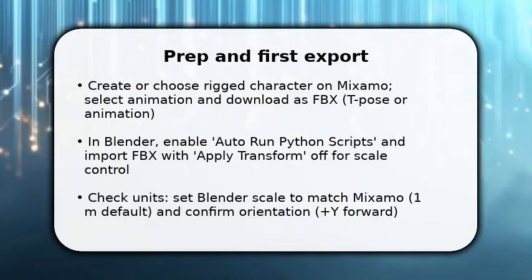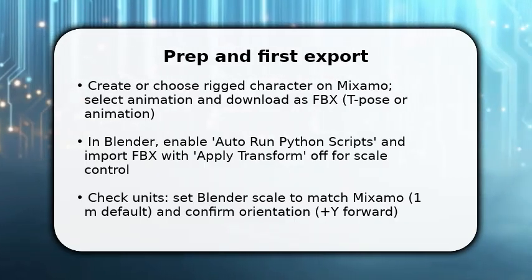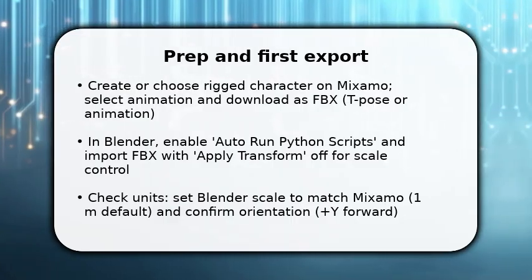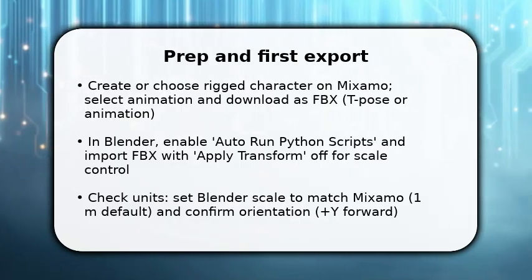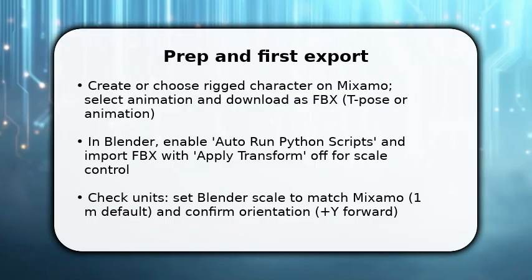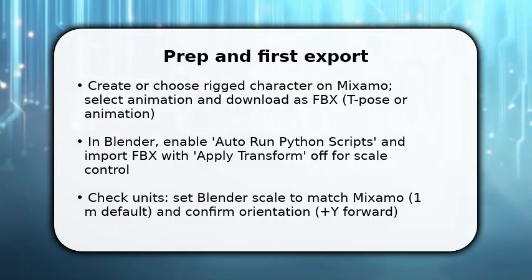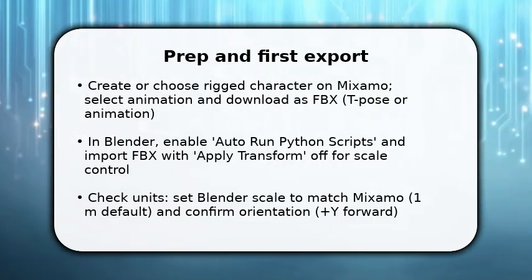You start by preparing both ends. On Mixamo, pick the character and desired animation, then download FBX with skin. Once done, open Blender and import that FBX using settings that preserve scale and armature. You do this so bone orientation and mesh scale match, otherwise retargeting becomes harder. Make sure Blender units match Mixamo, set meters, and inspect a quick scale cube.